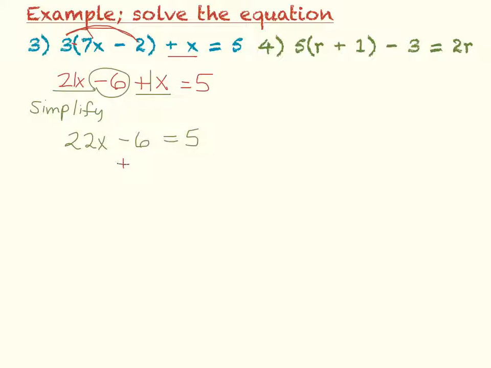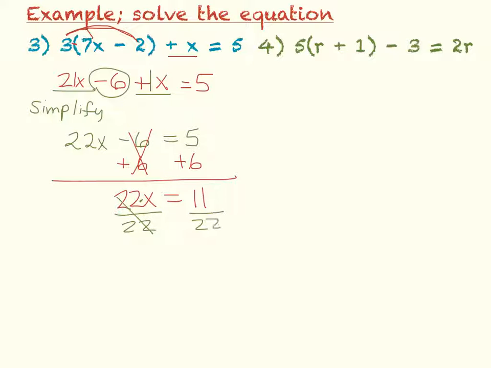So I add 6, opposite of minus is add, so plus 6, cancel that out. 22 times x equals 11. And my final step here is to get rid of times 22. So divide by 22. And now I have to simplify. If I simplify 11 over 22, I get x equals 1/2. And that is your final answer.